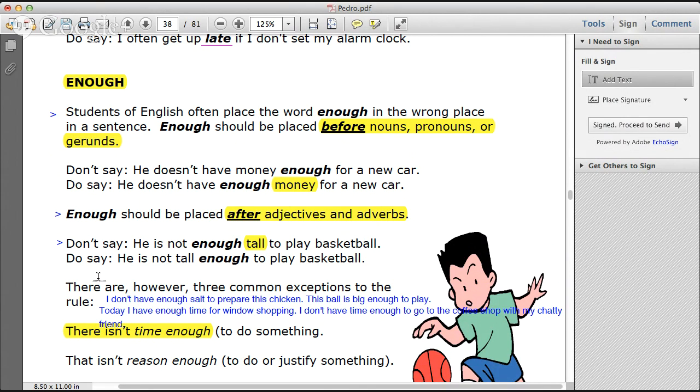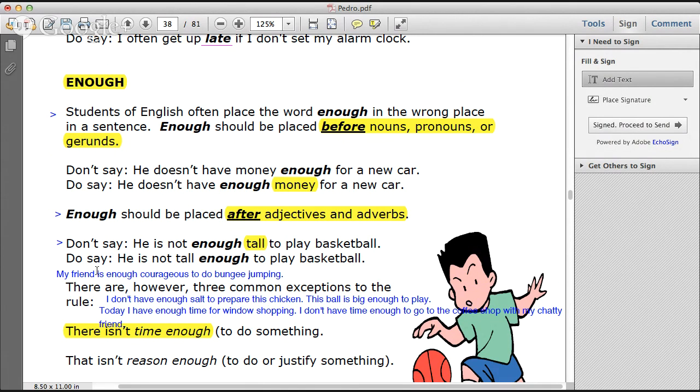"My friend is enough courageous to do bungee jump." Okay, bungee jumping. We call it bungee jumping. Now, with adjectives, where do we place the word enough? Do we place it before or after? Okay, maybe after is better. Yes, after is better.